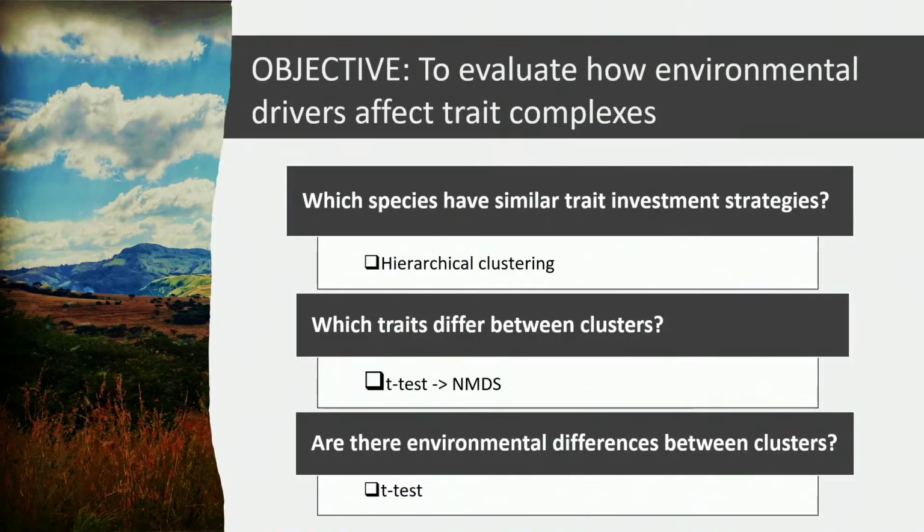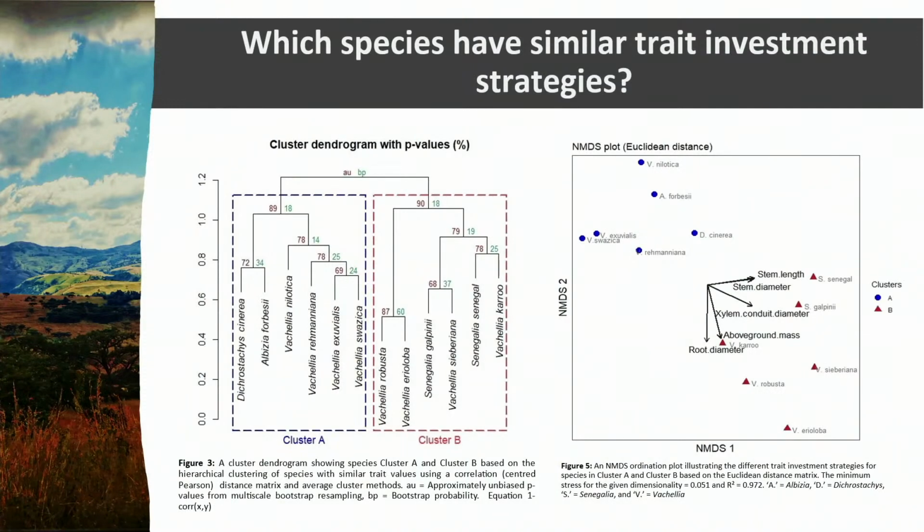And then finally, we wanted to know whether certain traits tend to always group together, so whether we have trait complexes, and we used a hierarchical clustering technique for this. And then we tested which traits differ between the clusters using a t-test, and then also whether we have environmental differences between the clusters. We had 2 clusters. I'll call them the blue cluster and the red cluster. And the clusters separated out based on stem length, stem diameter, xylem conduit diameter, above ground mass, and root diameter. And all of those traits were bigger in the red cluster than in the blue cluster.